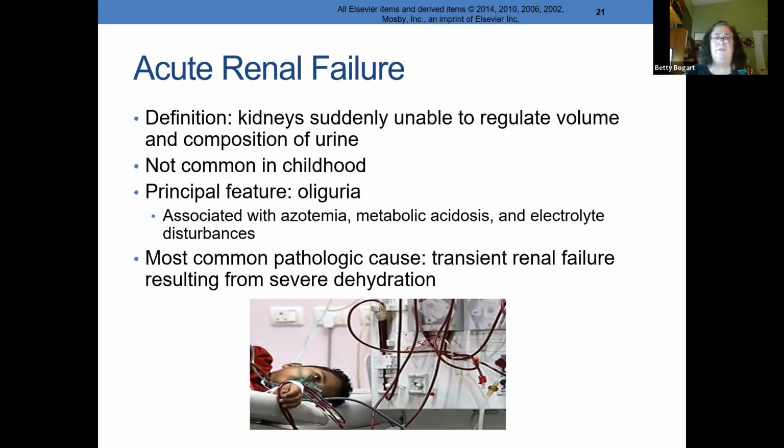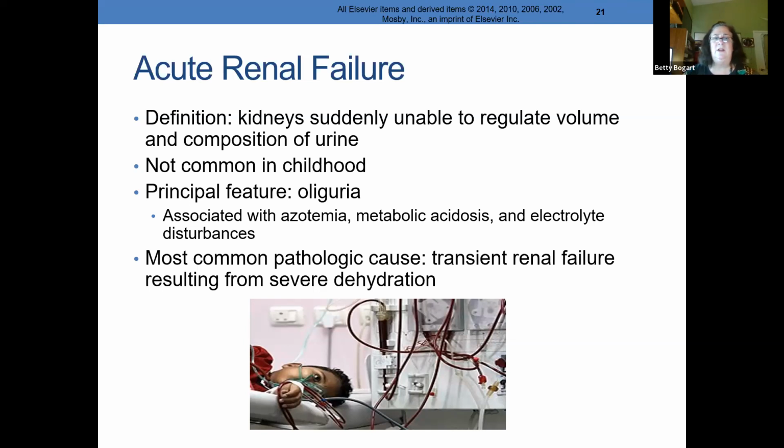So acute renal failure, what is it? It's the kidneys can't do what they're supposed to do. They can't filter the blood. We mostly see children who just stop urinating or urinate very minimally. And what we see in adults, we see in children.